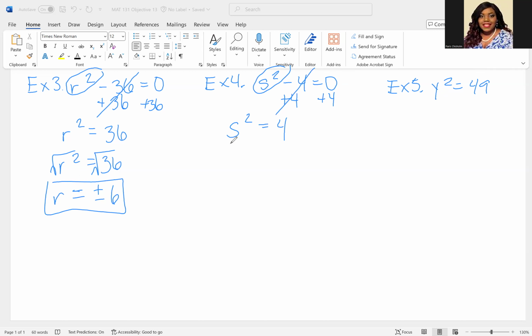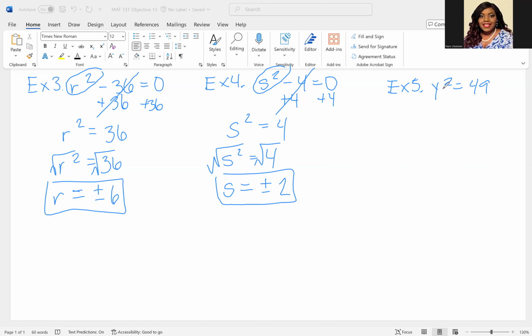Now that we have that s squared by itself, we can take the square root of both sides, okay? The square root of s squared is going to be s, and the square root of 4 is going to be, everybody should be saying it out loud or writing it on your paper. We all know what it is. It's plus and minus 2. And for example 5, we have y squared equals 49.